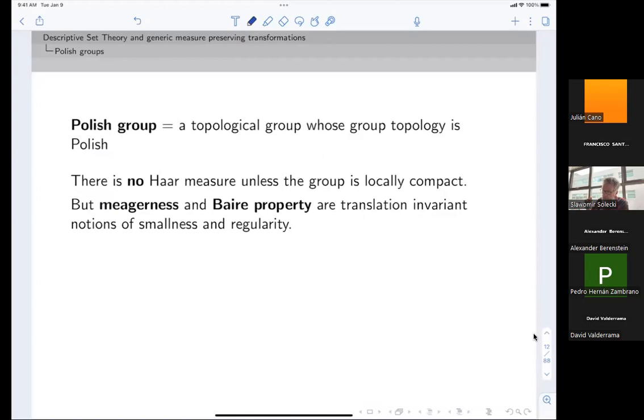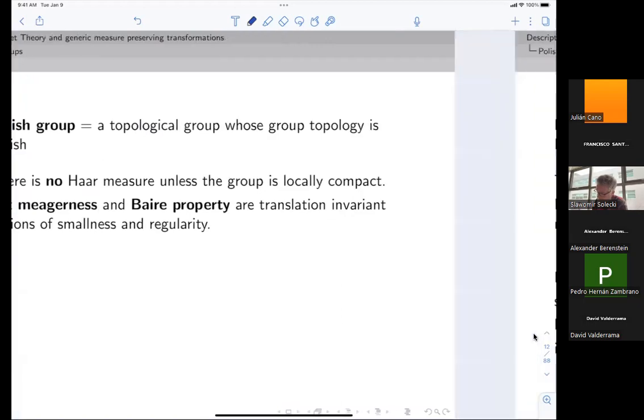So if I have a locally compact group, there is a standard notion of measurability there, and a unique notion of measure theoretic translation invariant smallness, namely having Haar measure 0. But if the groups, and these are all the groups I will be talking about today, are not locally compact, such measures are not available. On the other hand, meagerness and having the Baire property are still there to help us.